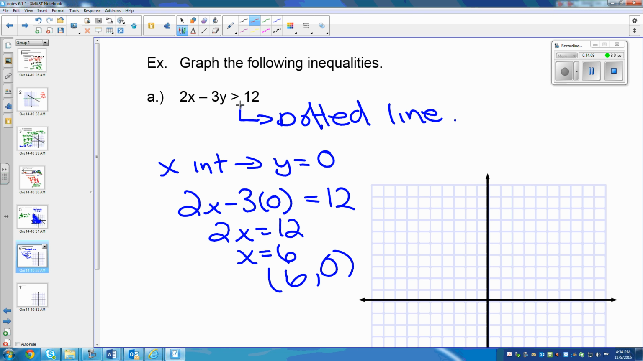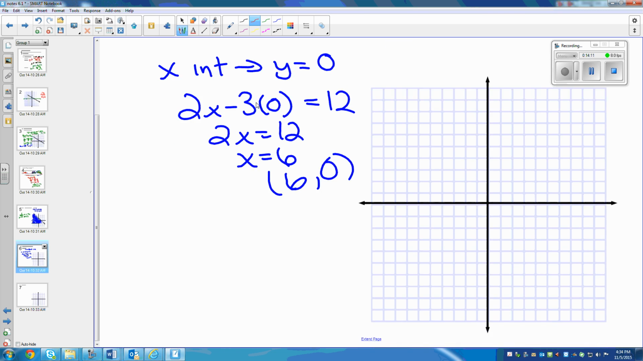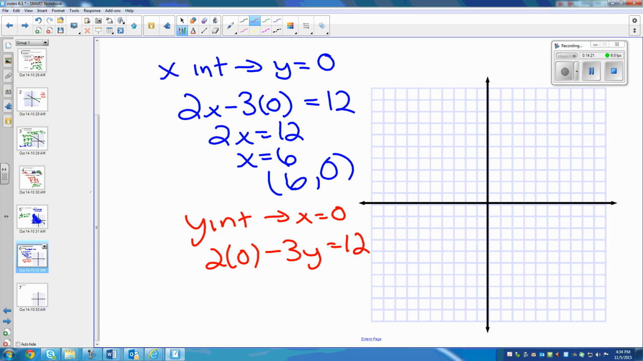Then I've got to do the y-intercept. Y-intercept is when we set x equals 0. So 2 times 0 minus 3y equals 12. Notice I'm putting the equal to solve for the points. This is the actual line. Minus 3y equals 12. Divide by negative 3, y is equal to negative 4. This means your point is 0, negative 4.